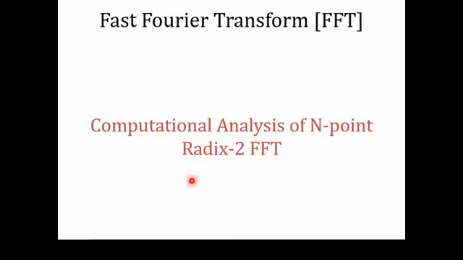Now in this lecture, we will perform computational analysis of n-point Radix-2 FFT. As we already know, FFT is just an efficient way to calculate discrete Fourier transform. So in order to find how many times Radix-2 FFT will be efficient or faster than the conventional DFT, we must have the knowledge of the required computations of Radix-2 FFT, which means that when we implement n-point Radix-2 FFT on our computer, how many operations will be performed by our computer in order to provide the required result of the n-point DFT output.